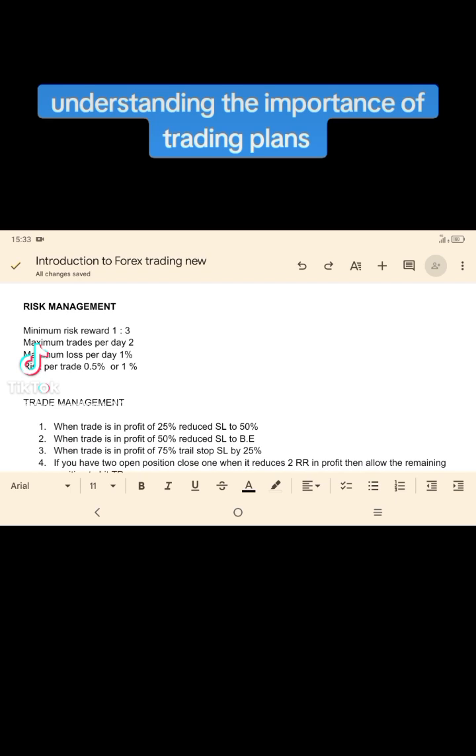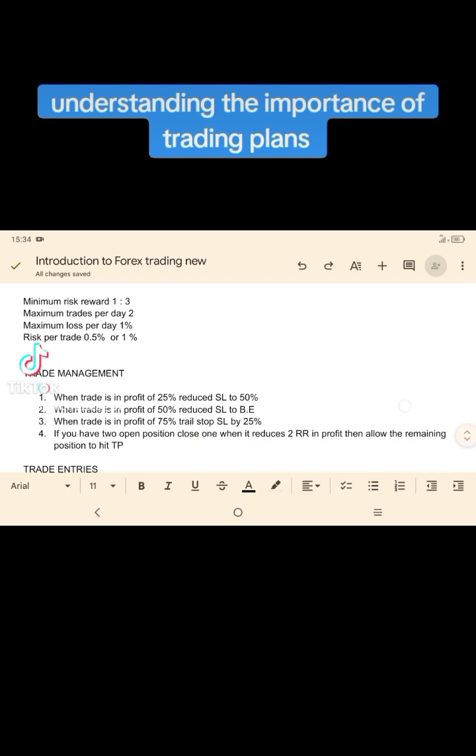Risk per trade 0.5% or 1%. Let's say you are trading just 2 trades a day. That means you are risking 0.5%, 0.5%, which is 1% of your account. Don't risk much. That is why your trading journal is very necessary.